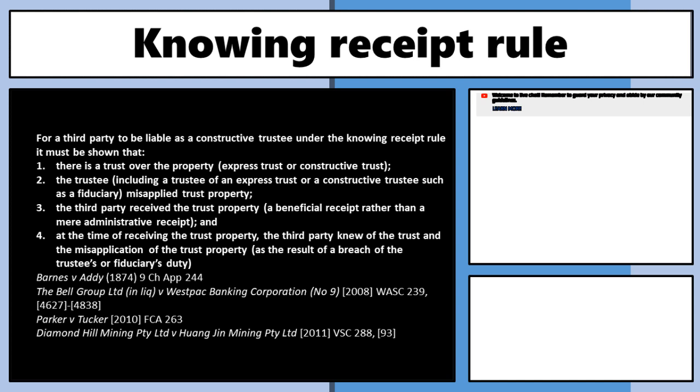Okay, the second thing you've got to prove is that they have misapplied that property. In other words, they've committed some sort of breach in regards to that. Right? But it, strictly speaking, doesn't need to be dishonest. It's just misapplied. It's a lower standard.